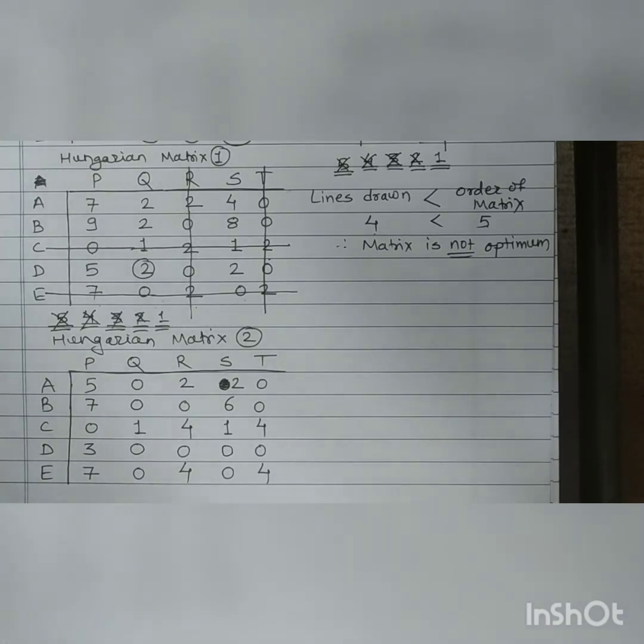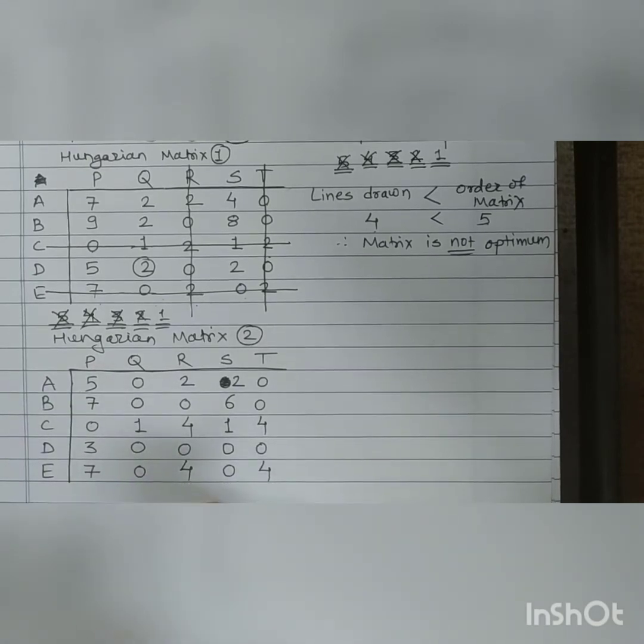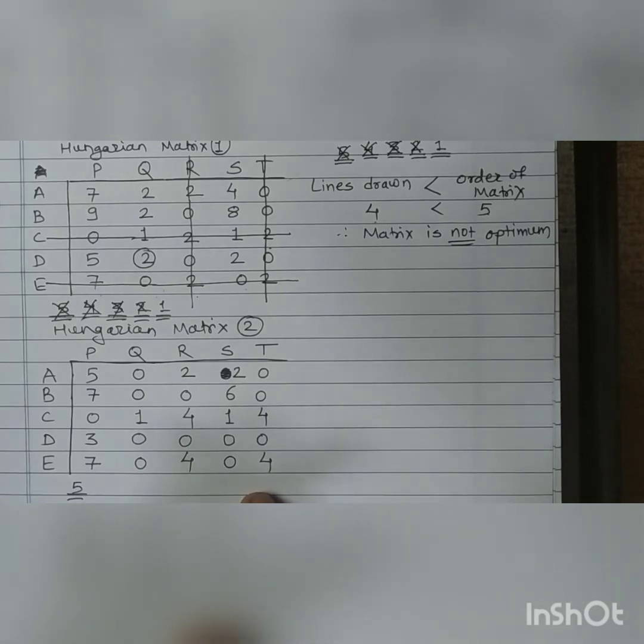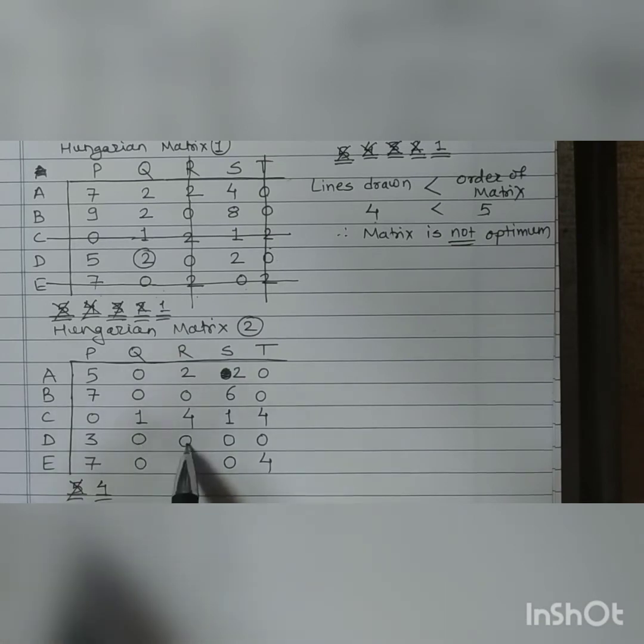Okay. Now on this matrix again you have to draw lines. So what is the procedure? Yes, you have to search for 5 zeros, then 4 zeros, then 3 zeros, 2 zeros and 1 zero. So can you find 5 zeros? No. Can you find 4 zeros? Yes, I can find 4 zeros here. 1, 2, 3, 4. Also I can find 4 zeros here. 1, 2, 3 and 4.